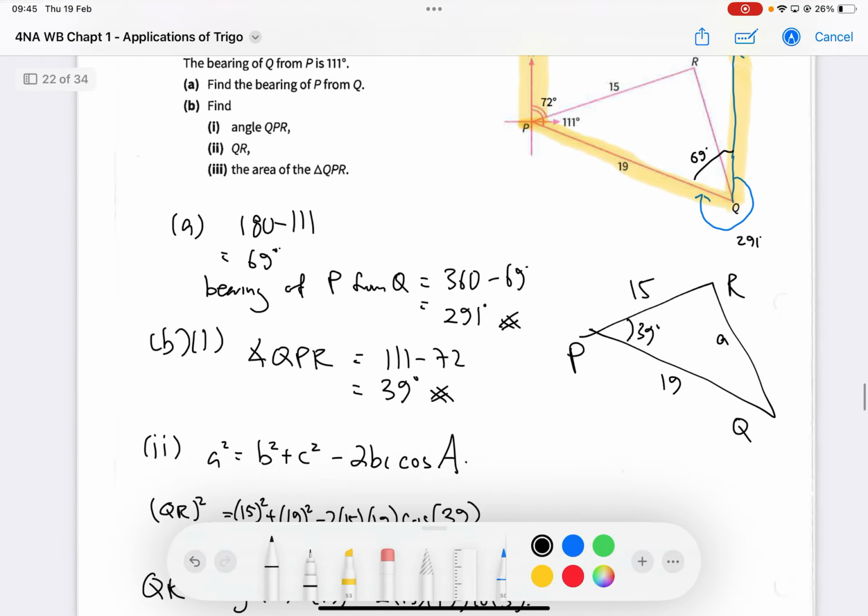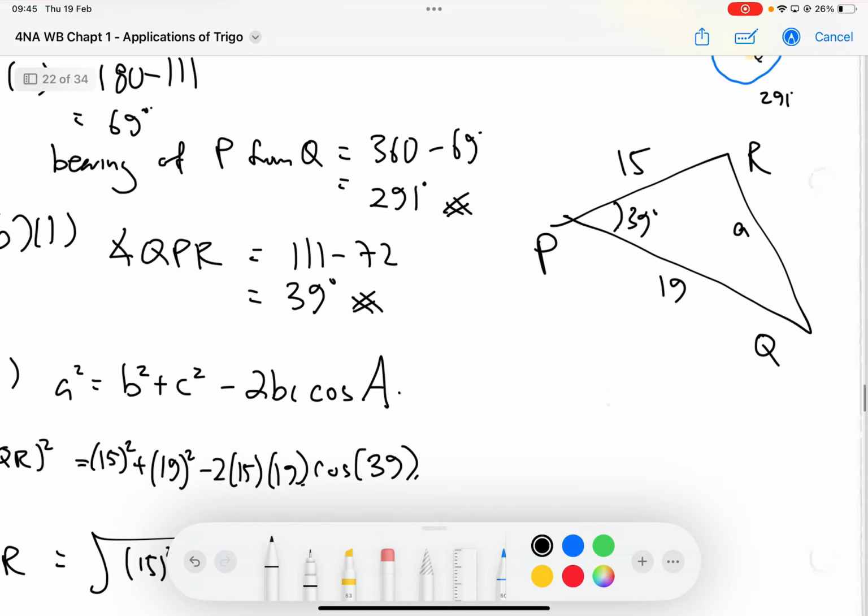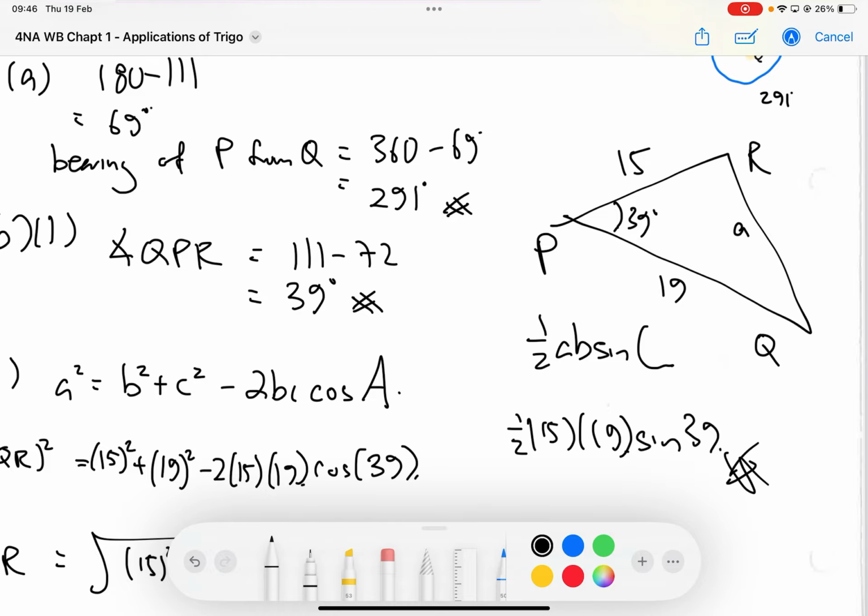Okay, then the last one, area of triangle QPR. QPR, area of triangle. Don't have right angle, don't have base and height, means half ab sine C. Okay, you only have one angle, so your a and b must be the sides that sandwich. Half ab sine C. Your angle must be 39. Then your a and b must be these two sides. 15 and 19. Answer.